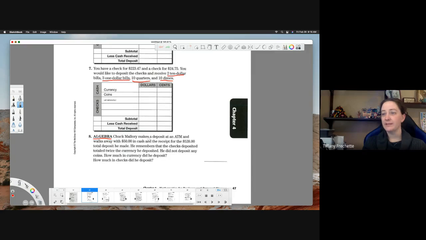So Chuck Mallory makes a deposit at an ATM and walks away with $50 in cash, and the receipt for $538. So we know this is his total deposit. So they're giving us the total this time. We also know less cash received. So he remembers that the checks deposited totaled twice the currency he deposited. He did not deposit any coins. How much in currency did he deposit? How much in checks did he deposit?